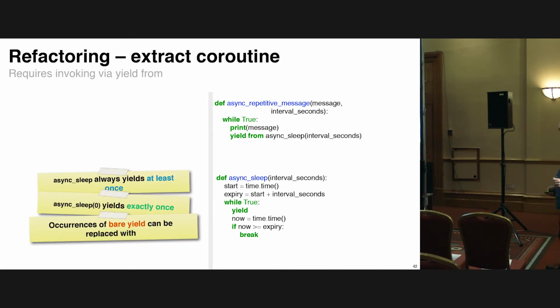Now, this refactoring turns out to be very important. Async sleep is an interesting function. It always yields at least once, because we fixed that bug in it. And async sleep 0 yields exactly once, which is a useful property to have. So because async sleep 0 yields exactly once, we can replace every occurrence of bare yield in our program with async sleep 0. Yeah? It's not an obvious refactoring, I'll grant you, but it's an important one.